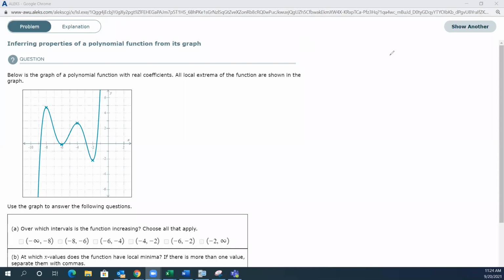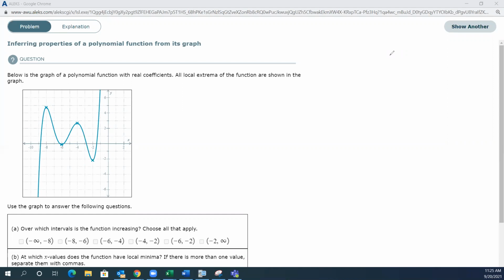Okay, kind of the same idea. Below is the graph of a polynomial function with real coefficients. All local extrema of the function are shown in the graph. Okay, local extrema, those are the local maximums and the local minimums. That's all they mean by that. Local extrema means the local extreme values, those points that are the highest or lowest in their own little neighborhoods. Okay.